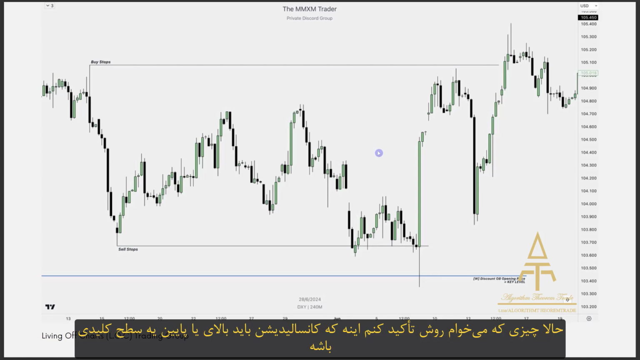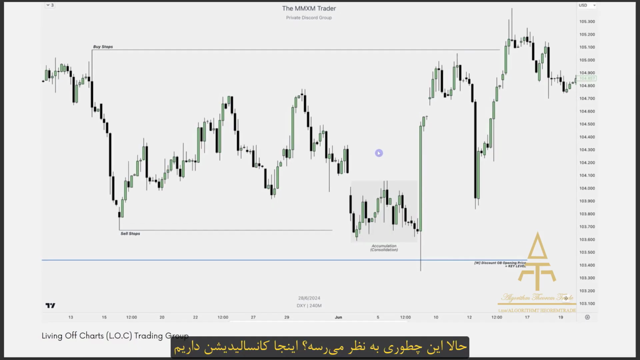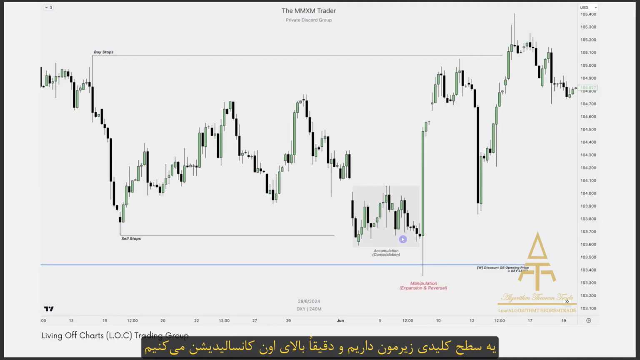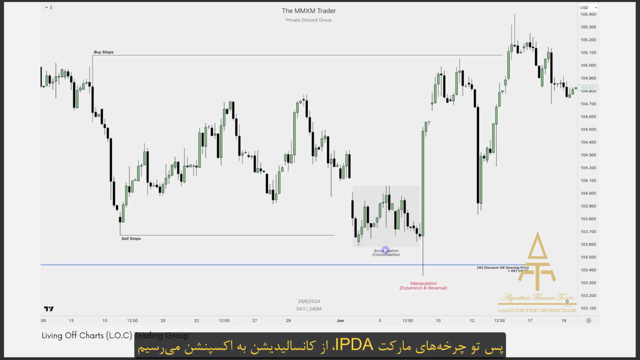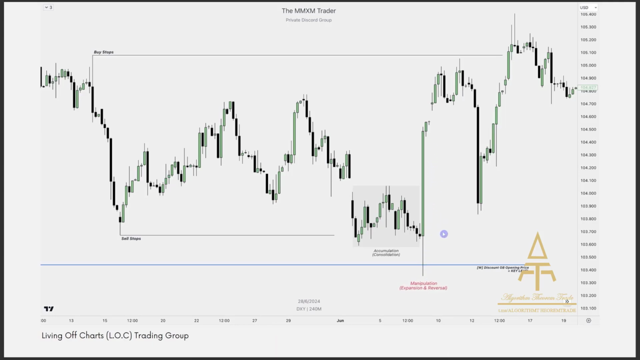Now what I want to emphasize is that consolidation needs to happen above or below a key level. This is very crucial because then we can have a proper manipulation within that key level. So what does that look like? Over here we've got the consolidation, right? Just before that weekly order block. So we have a key level below us and we consolidate just above it. Next we'll have a manipulation, which is an expansion lower, and then we'll get a reversal. So in the IPTA market cycles we went from consolidation into expansion and then a reversal, and after a reversal there comes another expansion.